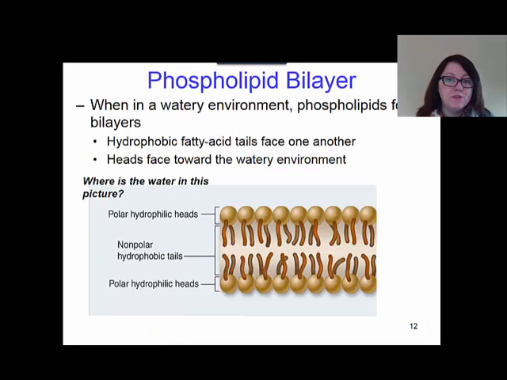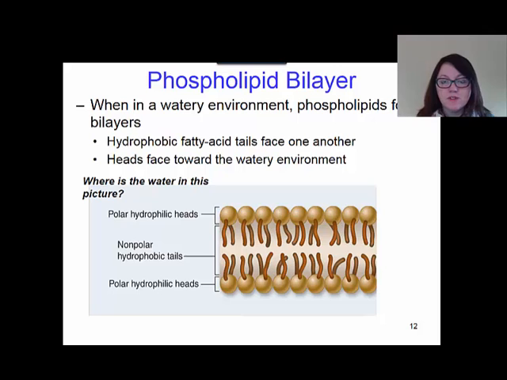When you put phospholipids in a watery environment, like we have in the body, phospholipids naturally form bilayers. What happens is the hydrophobic fatty acid tails face one another because like mixes with like, so the hydrophobic tails of one layer mix with the hydrophobic tails of the other layer. And then the hydrophilic heads face towards the watery environment.